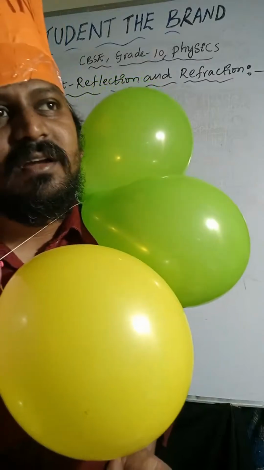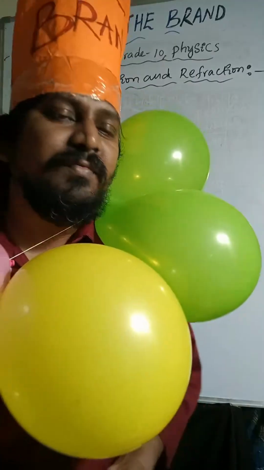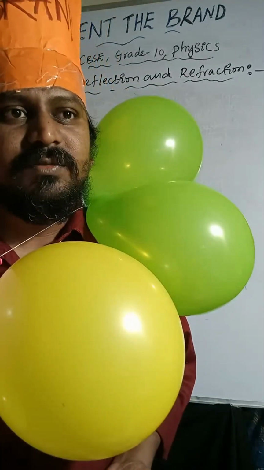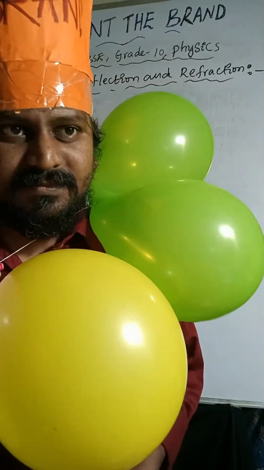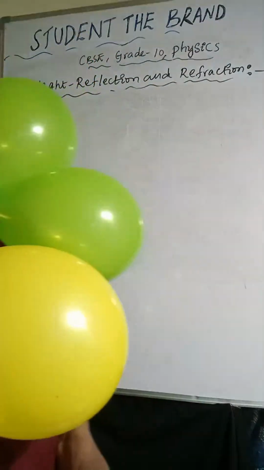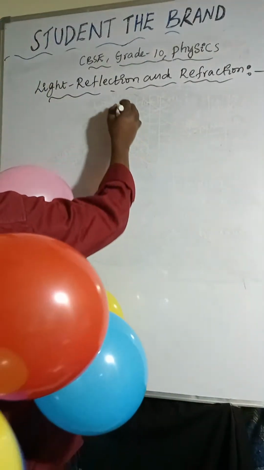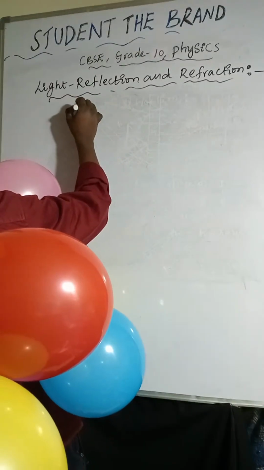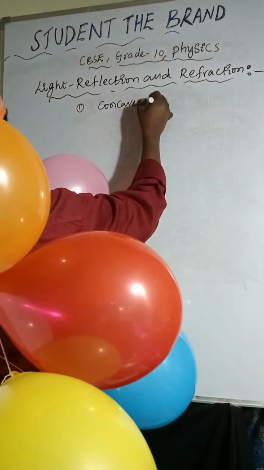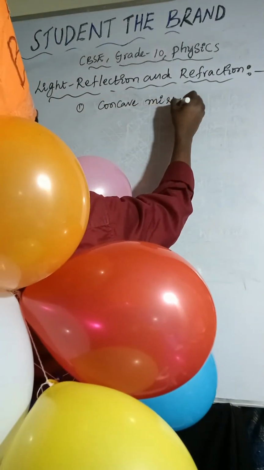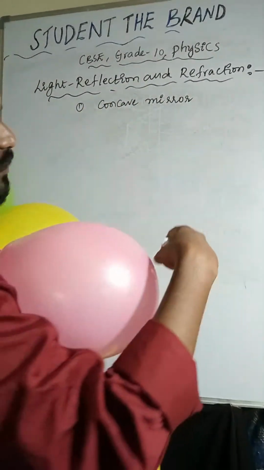So why is convex mirror called a diverging mirror? After reflection, those light rays are moving away from the principal axis. That's why it is called a diverging mirror. Now we will discuss ray rules and image formations, for spherical mirrors, concave mirror and convex mirror also, at a time.